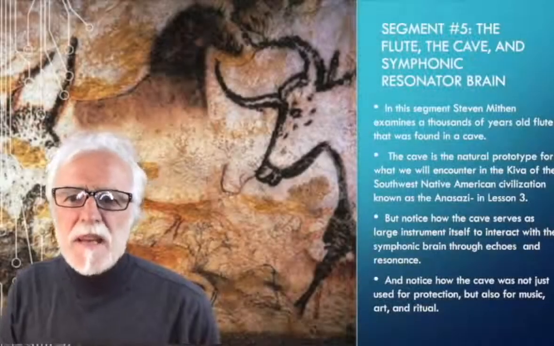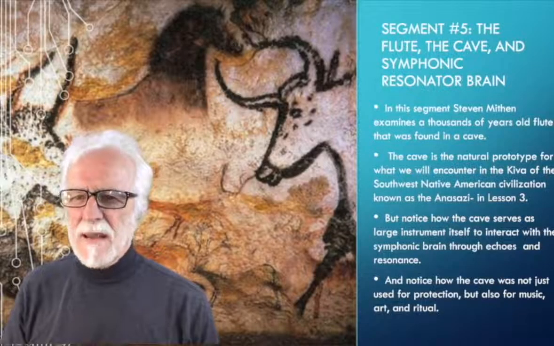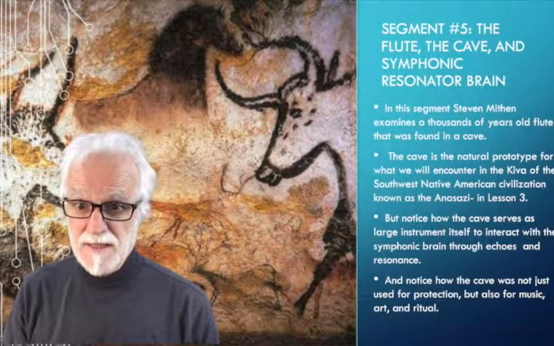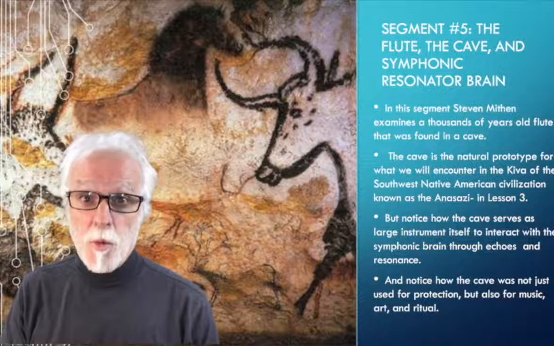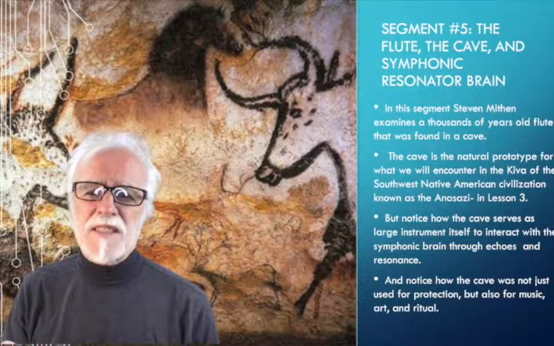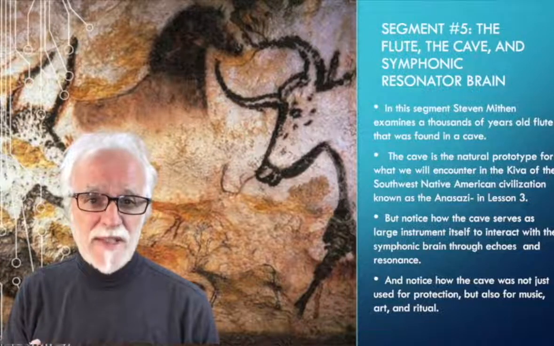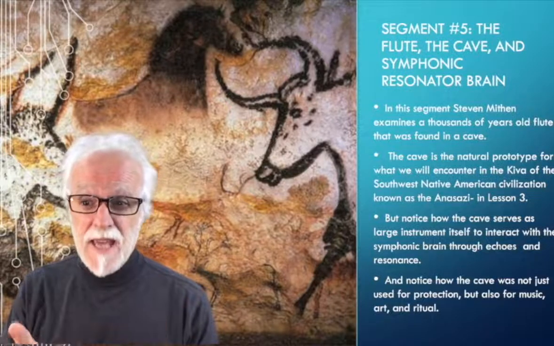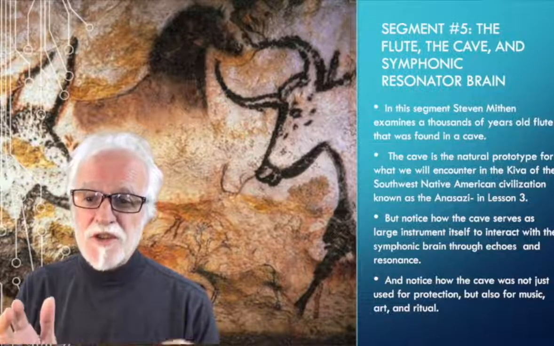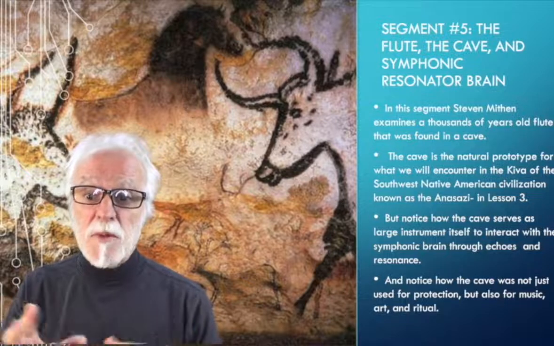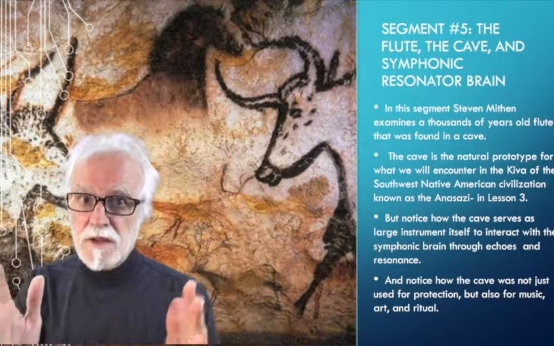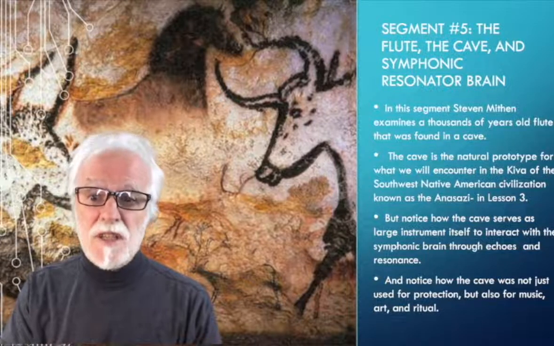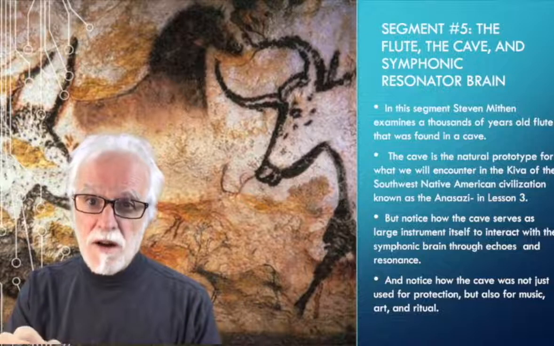Okay, now, in this segment, Steve Mithen examines a thousands of years old flute that was found in a cave. Now, the cave is the natural prototype for what we will encounter in the kiva of the Southwest Native American civilization known as the Anasazi. You'll see that in lesson 3. But notice how the cave serves as a large instrument itself to interact with the symphonic brain through echoes and resonance. And also notice how the cave was not just used for protection, but for music, art, and ritual.